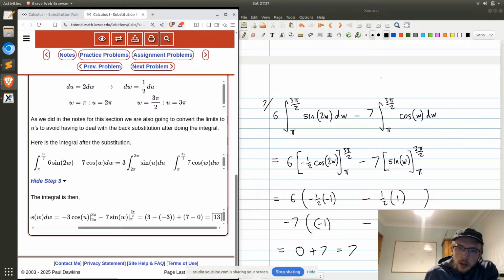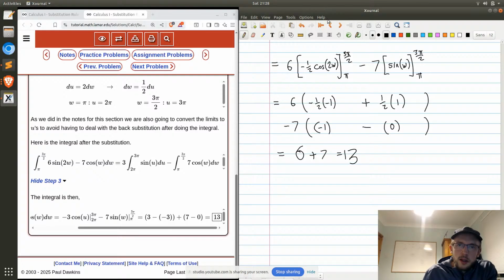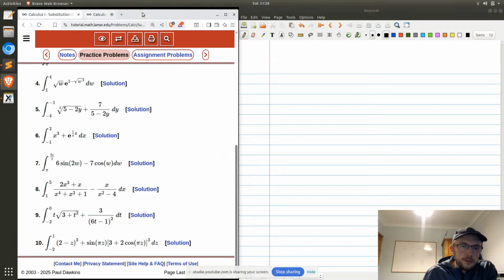Oh, I know. Look at that. Minus. And that should be a minus. That's actually a plus. Right? So that's a half plus a... No, that's absolutely fine. Okay, so that becomes a 6. And that becomes a 13. Cool. Okay, that's correct. All right.